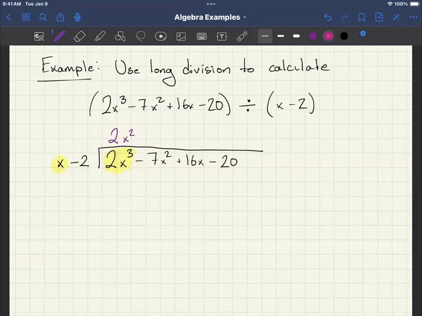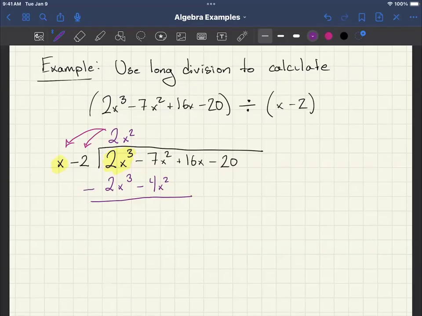So now we're going to take that and multiply it by both terms of our divisor, and we're going to pop it down here. So we get 2x cubed minus 2 times 2 is 4x squared. And we're going to subtract this.